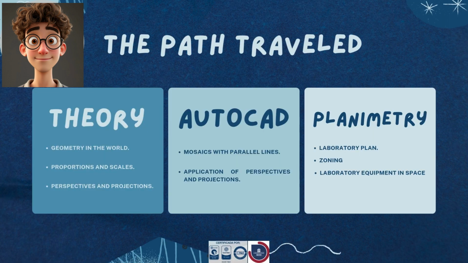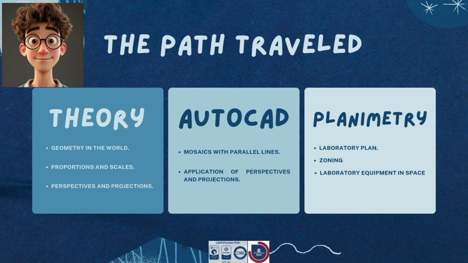Well, first of all, I want to share the things that I have learned, which are divided into three categories. The first one, the theory; the second one, AutoCAD; and the third one, planimetry. In the first one, we saw the geometry in the world, some proportions and scales that we use every day, and perspectives and projections of different objects.